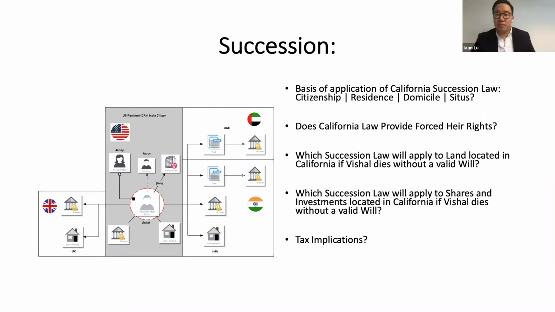Sure. So if you pass away domiciled in California without a will, then California's intestacy statute will apply. Typically, that just means your community property goes to your spouse, and your separate property may go to your spouse and your children. If you don't have any spouse and children, then it goes to your parents. If you don't have any parents, then it goes to your siblings.